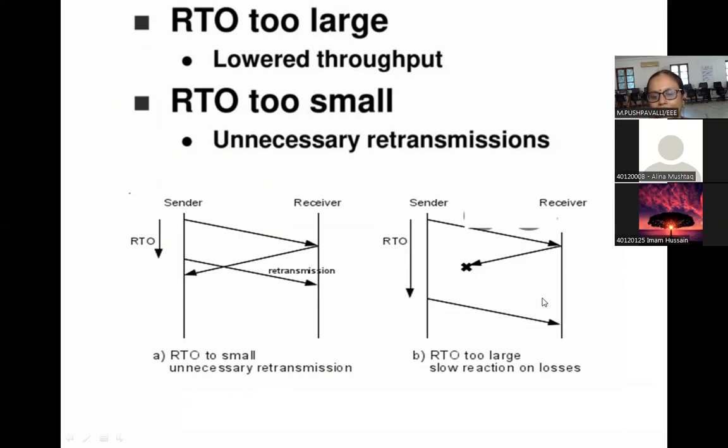RTO too large means, look at this: I am sending and my acknowledgement is lost. Why? Because I kept my RTO too large, so there is slow reaction on losses. But here, I am sending and I am getting the acknowledgement, yet I kept my RTO too small, so I am unnecessarily retransmitting.